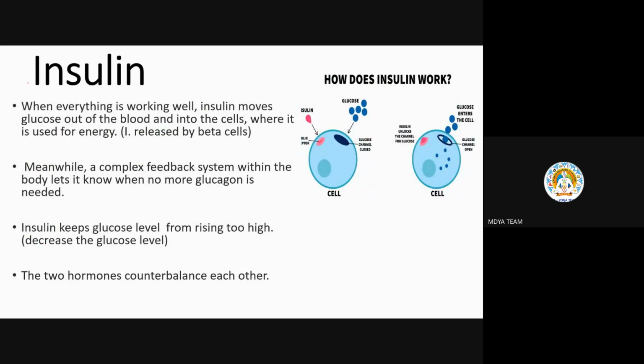Now, second is insulin. What is insulin? When everything is working well, insulin moves glucose out of the blood and into the cell, where it is used for energy. Which cell of the pancreas releases it? Beta cells. What I am telling you is, in simple terms, you have to understand this. No need to even learn. Just visualize this. What happens when there is very high glucose in our bloodstream?